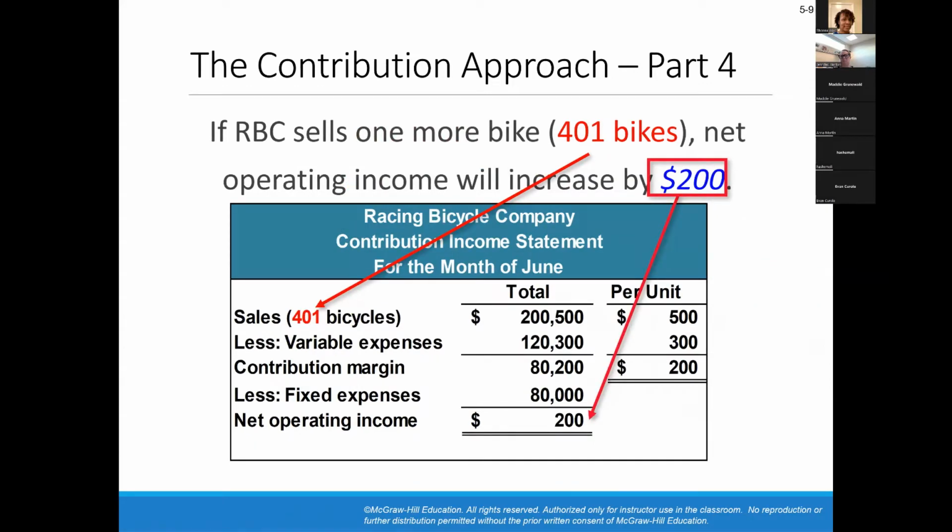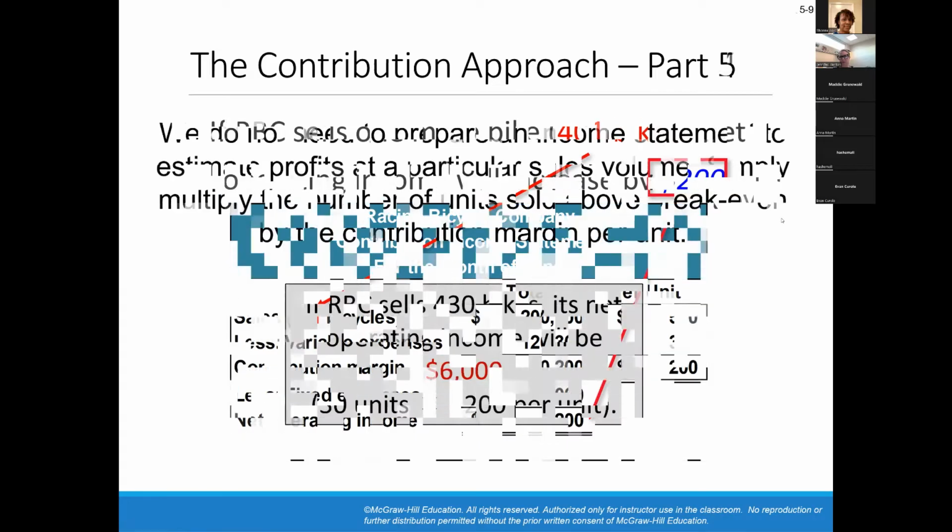So this example is showing you that if I sold 401 units or 401 bicycles, that means that every time I sell it, I have $200. Well, if I sell one over that break point, then my net operating income should be 200. And it gives you the breakout showing you how much it is when you sell 401 bicycles, covering the 80,000 in fixed, and then you get that net operating income of 200. Which you should know just from knowing that that's what it is per unit. If you went over, that's how you can check it.